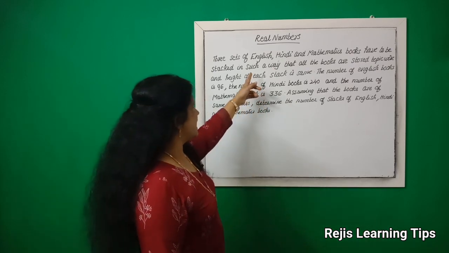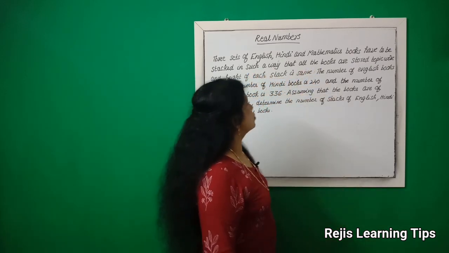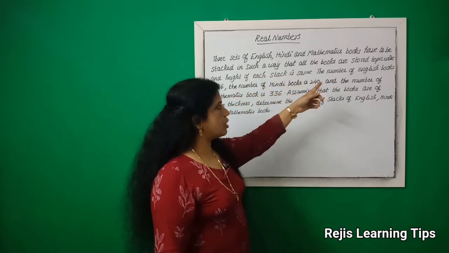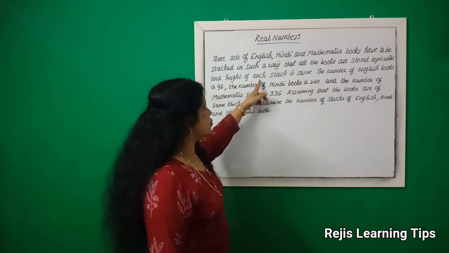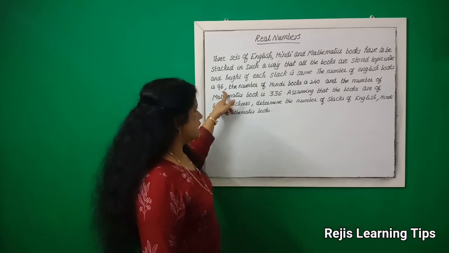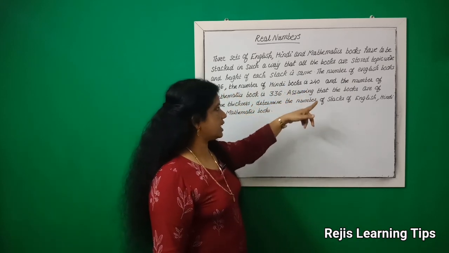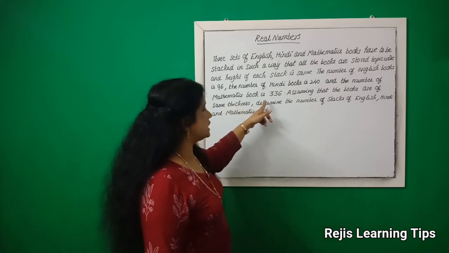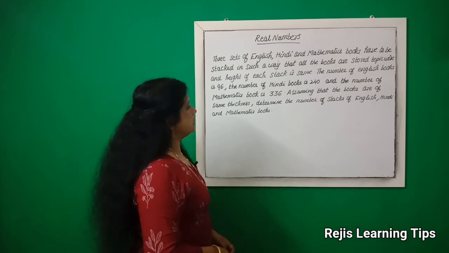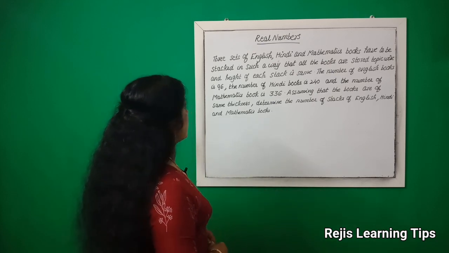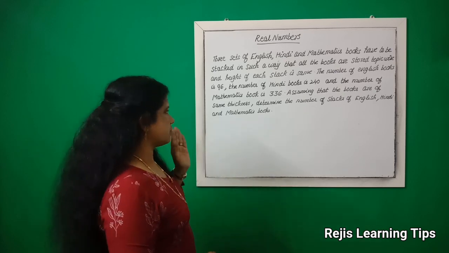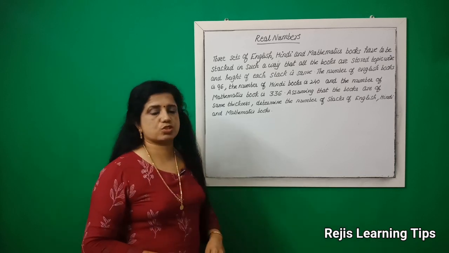3 sets of English, Hindi and mathematics books have to be stacked in such a way that all the books are stored topic wise and the height of each stack is same. The number of English books is 96, the number of Hindi books is 240 and the number of mathematics books is 336. Assuming that the books are of same thickness, determine the number of stacks of English, Hindi and mathematics books. Here we want to find the number of stacks of English, Hindi and mathematics books.